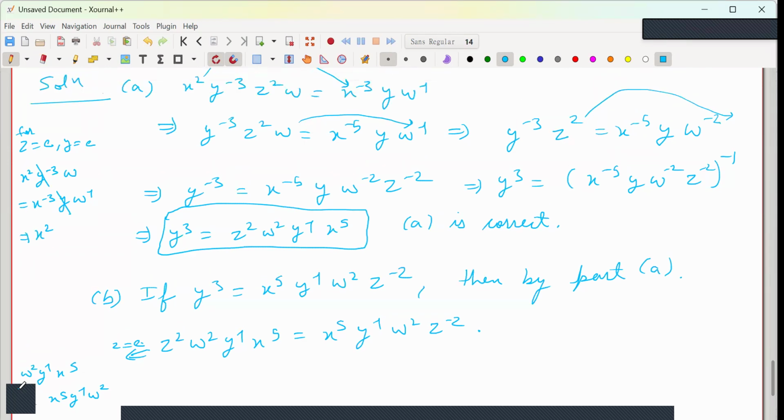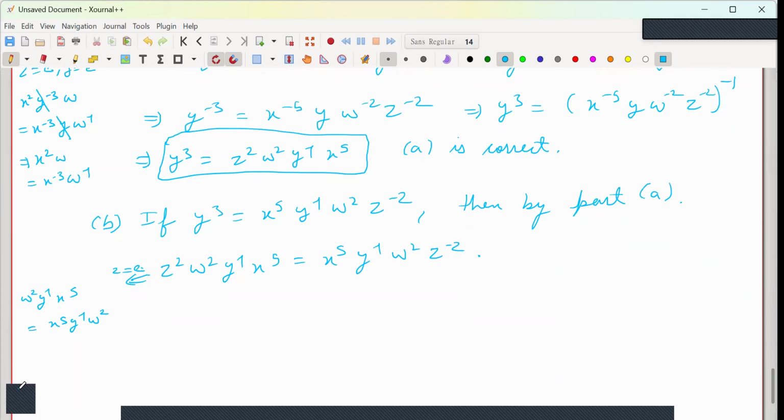W to be just X minus cube, W inverse. And here also, if I remove this, then this will be W square X5 and X5 W square.